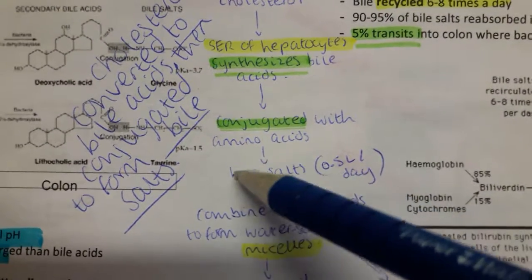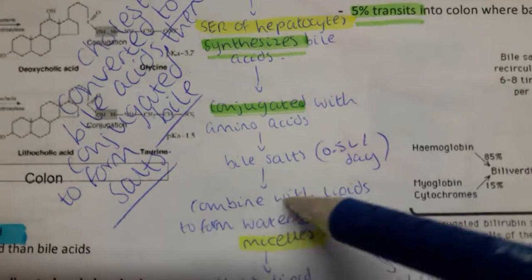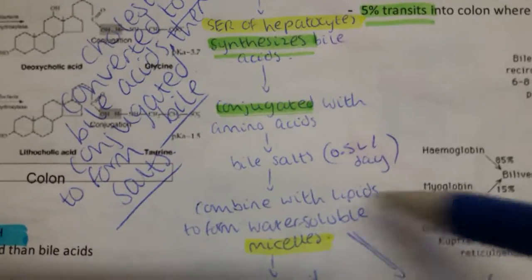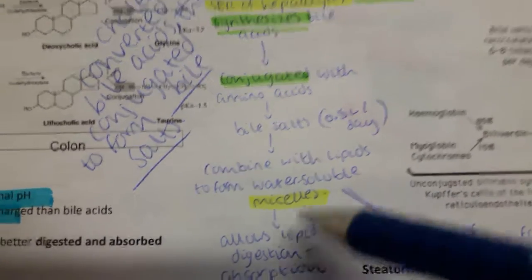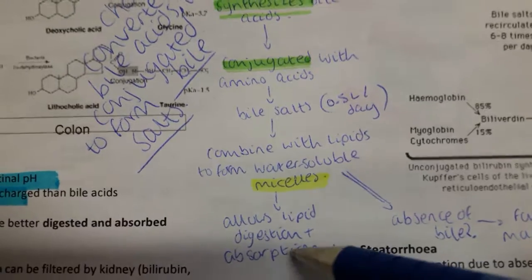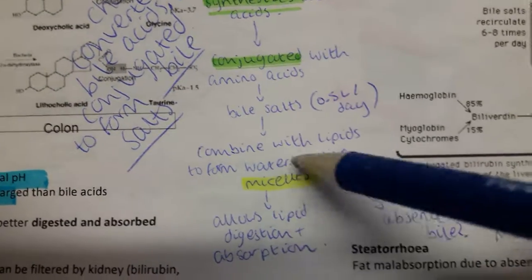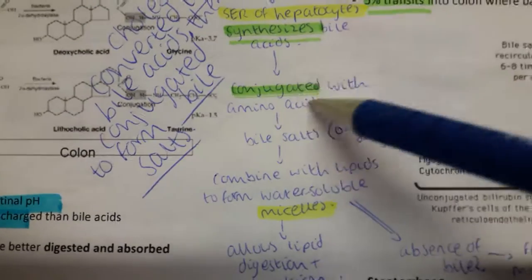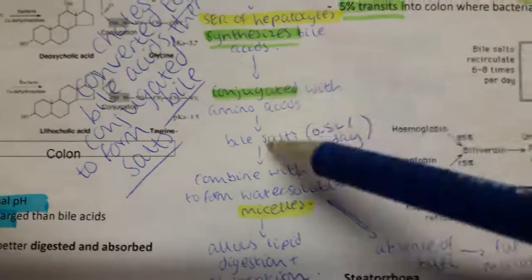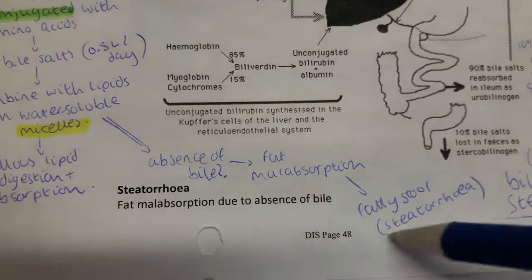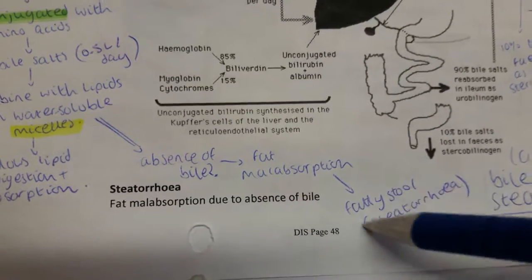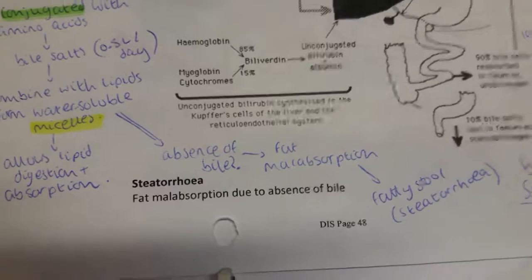Then the bile salts are secreted to combine with lipids in the gastrointestinal tract, in the duodenum, to form water-soluble micelles. And the purpose of that is to allow lipid digestion and absorption. So let's think what happens if you have an absence of bile, an absence of cholesterol, or an absence of amino acids, or any of these in the chain. If you have an absence of bile, then you're going to get fat malabsorption, causing fatty stool, which is called steatorrhea. Rrhea means to do with stool, steat means fatty, right? So lack of bile causes steatorrhea.